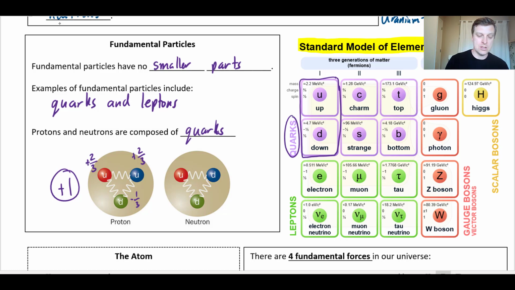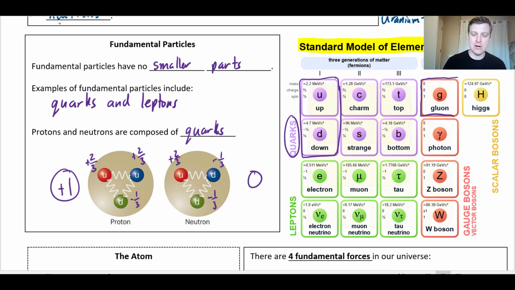With neutrons, let's take a look at that. The up quark is positive 2/3. And each down quark is minus 1/3. Well, 2/3 minus 1/3 minus 1/3 is an overall charge of 0. And that's what we know about neutrons. So protons and neutrons are made of these smaller fundamental particles called quarks. And they're held together by something called a gluon.